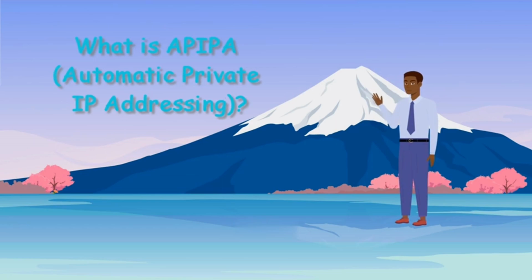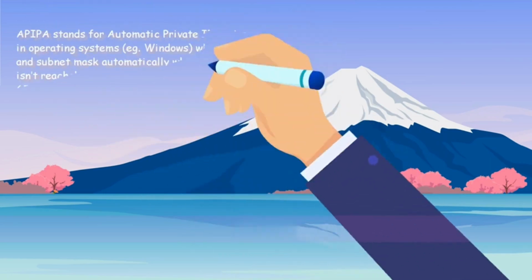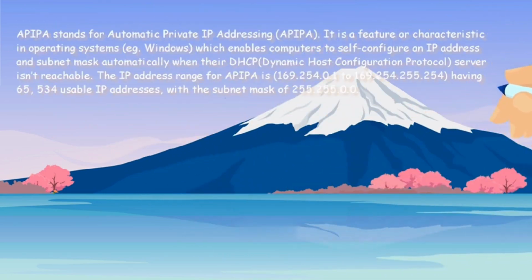What is APIPA? We'll talk about APIPA, automatic private IP addressing. APIPA stands for automatic private IP addressing. It is a feature, or characteristic, in the Windows operating system which enables computers to self-configure an IP address and subnet mask automatically when their DHCP, Dynamic Host Configuration Protocol, server isn't reachable.